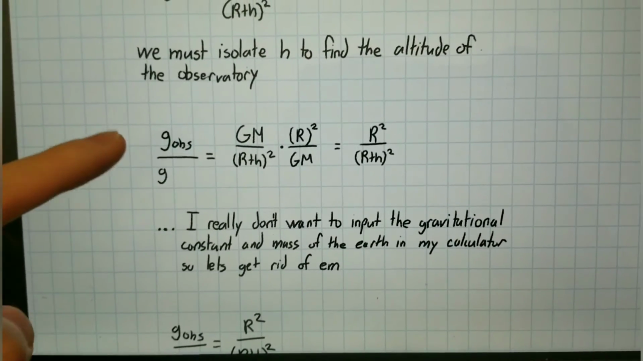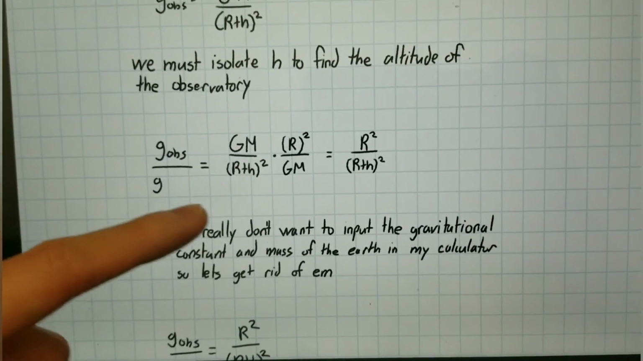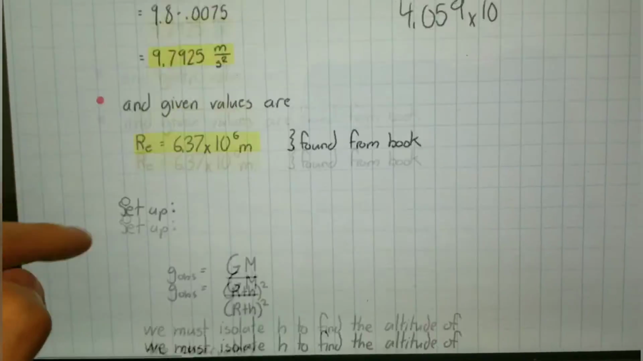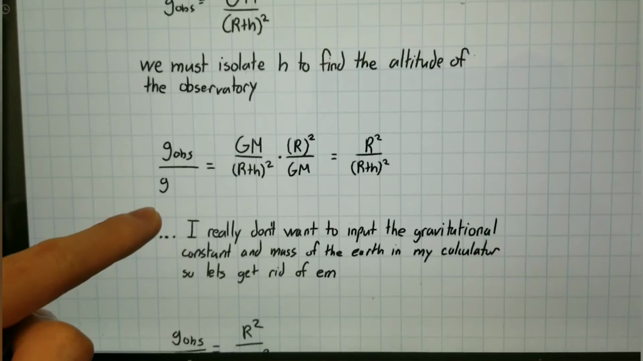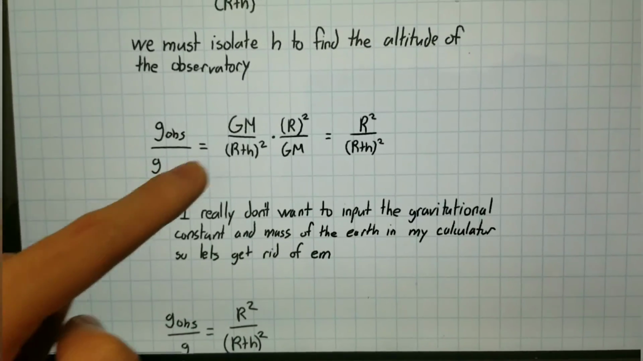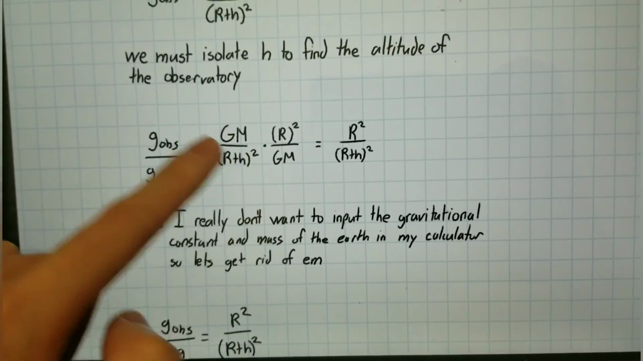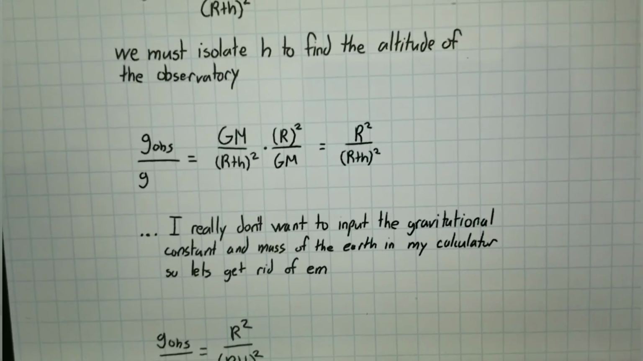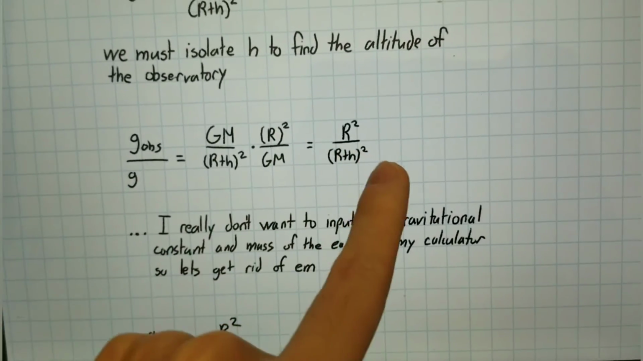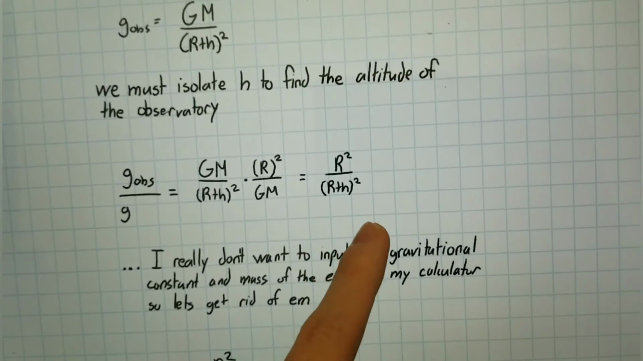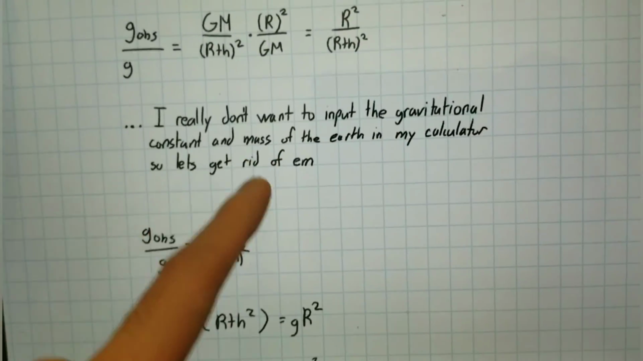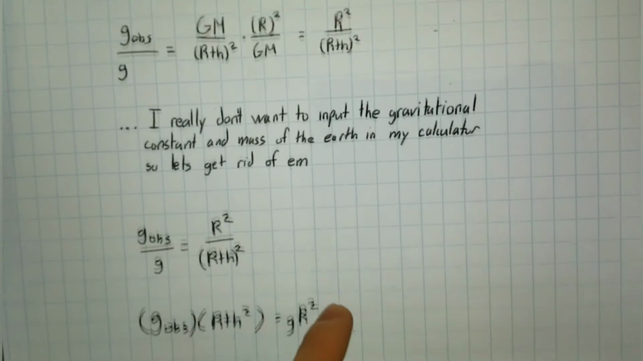So if we just use G observed and divide it by G, and use both the formulas that we have right here, you may notice that the gravitational constant and the mass of the Earth actually cancel out, which makes our lives a ton easier. Which leaves us with the radius of the Earth squared over the radius plus the height of the observatory squared. And I explained my reasoning right here, even though I explained it just now.